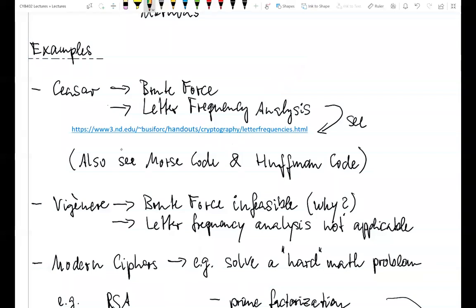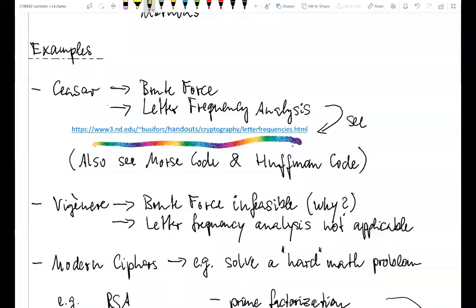Here's a link that I'm giving you, because the information that you find behind that link comments on the frequency of letters in the English alphabet, in English literature.